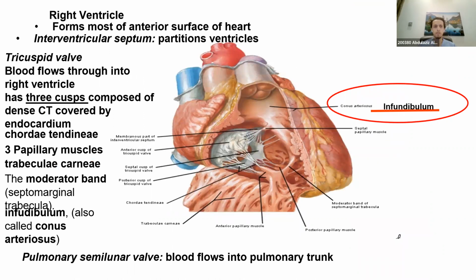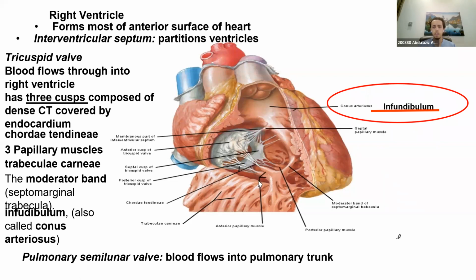Now, internal features of the right ventricle, okay? So first and foremost, we can see the smooth part of the ventricle is very minimal. We saw in the right atrium, there was a posterior smooth part and an anterior muscular part, you could say. Over here, it is mainly muscular, and it's called the trabeculae carneae, okay?